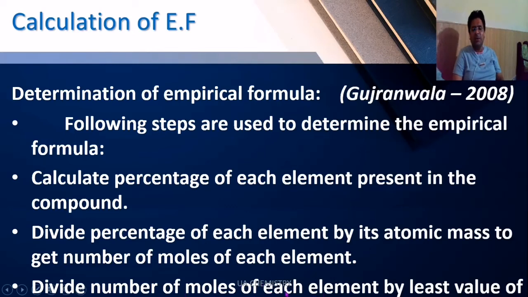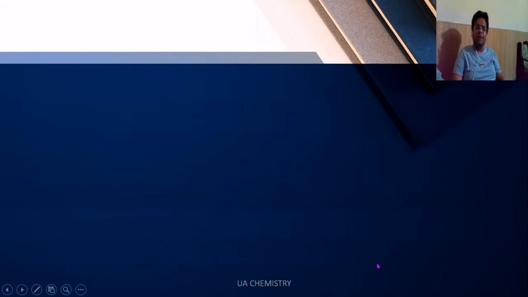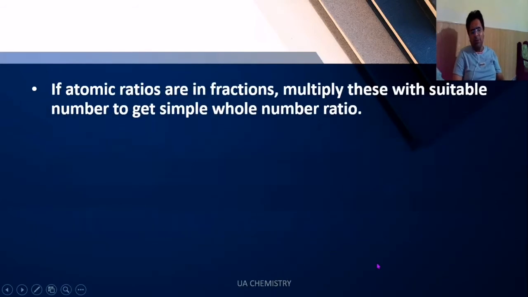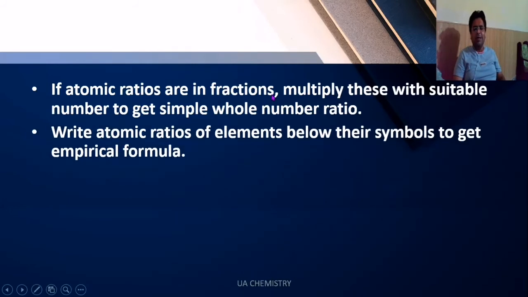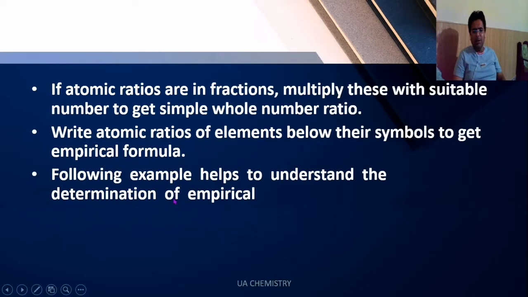Third step is about atomic ratio. And fourth step, if it is in whole number, then it is the empirical formula. If it is not in whole number, if it is in fraction, then multiply with a suitable least digit to convert it into whole number. We will get the empirical formula at last. So these are the 4 steps involved in determination of empirical formula. Write the atomic ratio below each element, and we will get the empirical formula.